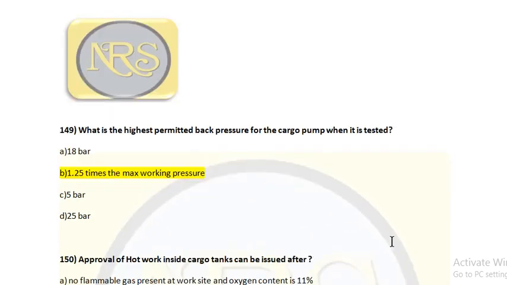Question number 149. What is the highest permitted back pressure for the cargo pump when it is tested? Option A 18 bar, option B 1.25 times the maximum working pressure, option C 5 bar, option D 25 bar. The correct answer is option B, 1.25 times the maximum working pressure is allowed as per the cargo pump.